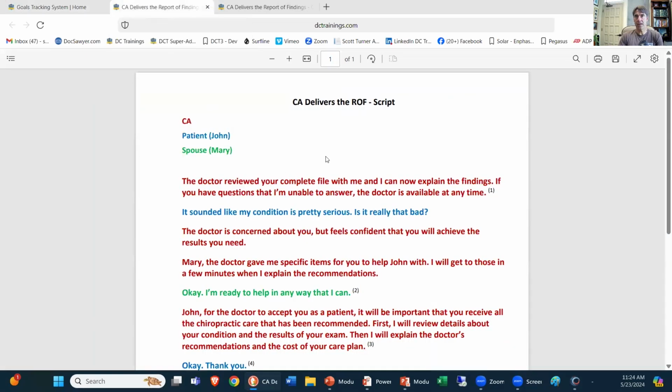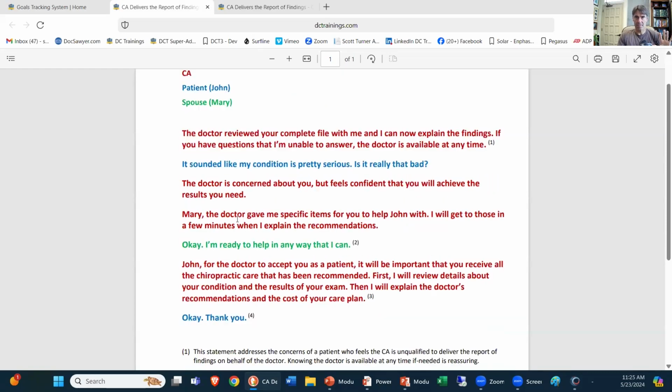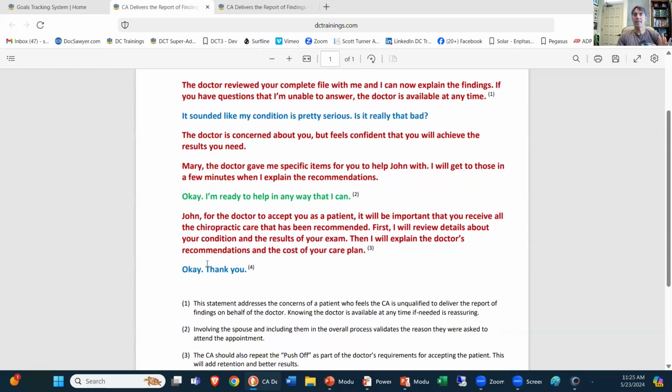So here's the script, and this is right when the doctor has left the room. The doctor walks out. CA says, the doctor reviewed your complete file with me, and I can now explain the findings. If you have any questions I'm unable to answer, the doctor is available at any time. Now let's pause for a minute there and read the footnote, because the footnote says, this statement addresses the concerns of a patient who feels the CA is unqualified to deliver the report of findings on behalf of the doctor. Knowing the doctor is available at any time if needed is reassuring, right?